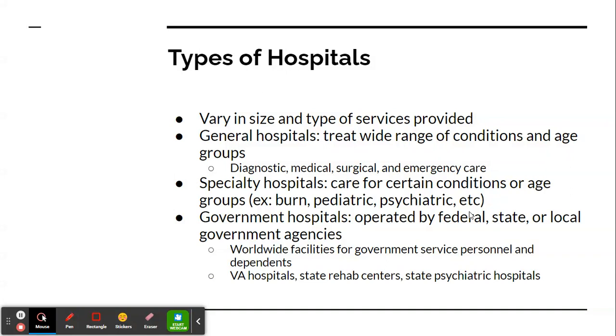And then government hospitals obviously are going to be the ones that are operated or funded by our government, whether it's federal, state, or local. We do see these worldwide for our government service personnel that are deployed. And the closest one that we have here to us is going to be the VA hospital in downtown Charleston.